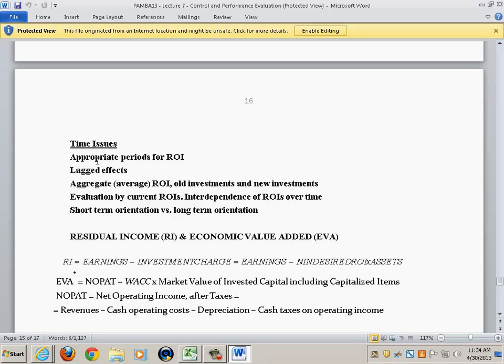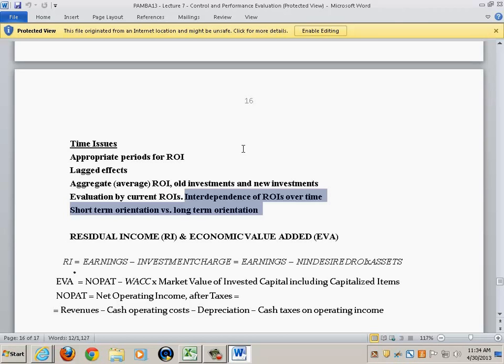Now, the other important issue is the interdependence of ROI over time, which also leads to short-term orientation versus long-term orientation. I'll give you an example that happens frequently.